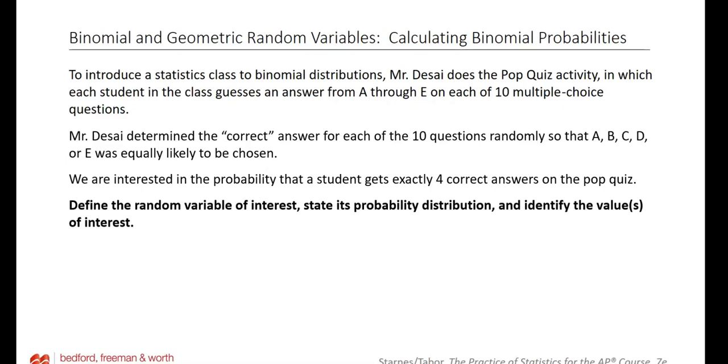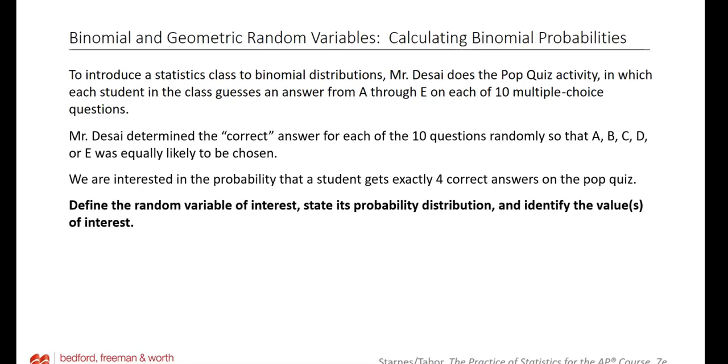Define a random variable of interest, state its probability distribution, and identify the values of interest. So what is n and what is x there, basically? Or p, I guess we would need to know. So is it binomial, first of all? Let's see. There's one correct answer. There's 4 incorrect answers. So success or failure, correct or incorrect, that seems good.